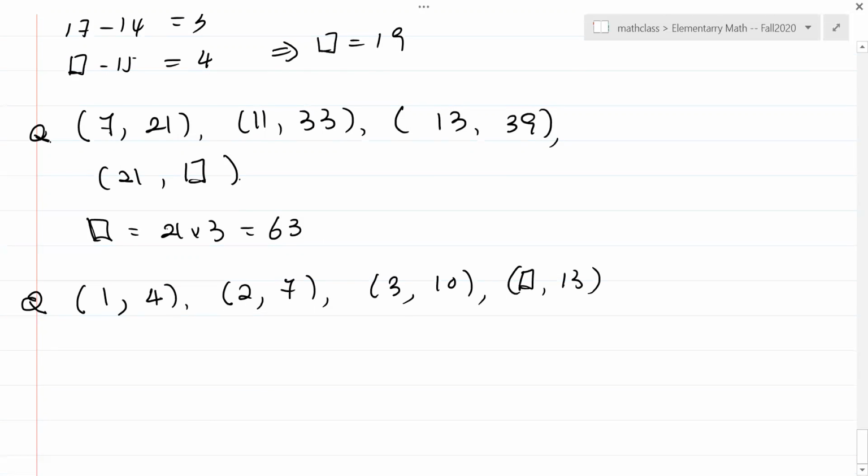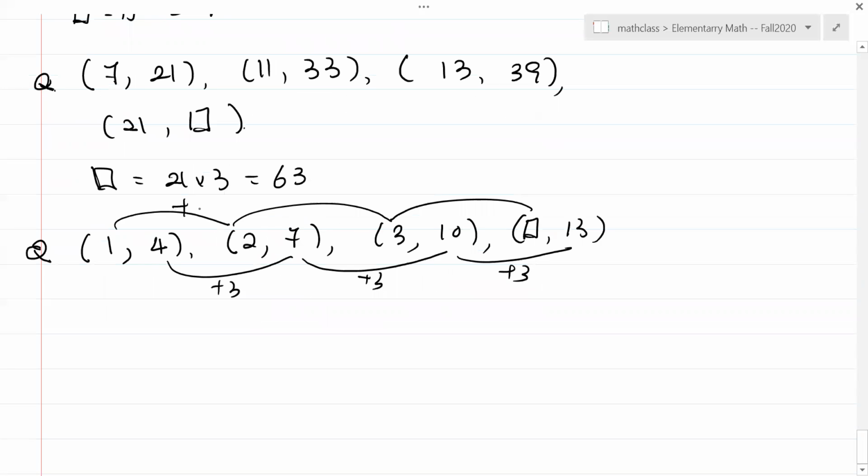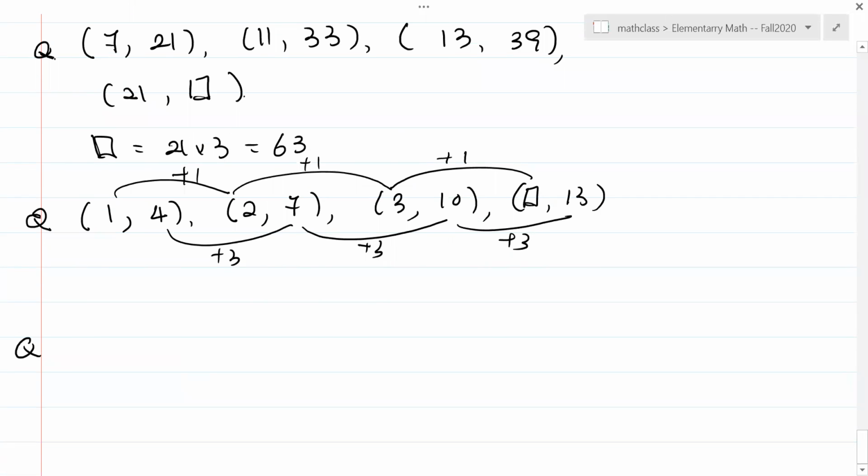Four. Okay, so it's a 4, right? So you see that this is increased by 1, right? And next here is increased by 3 each time. Plus 3, plus 3, plus 3, okay? And here plus 1, plus 1, plus 1, okay? Now if I make it a different order, then it will be different, okay?